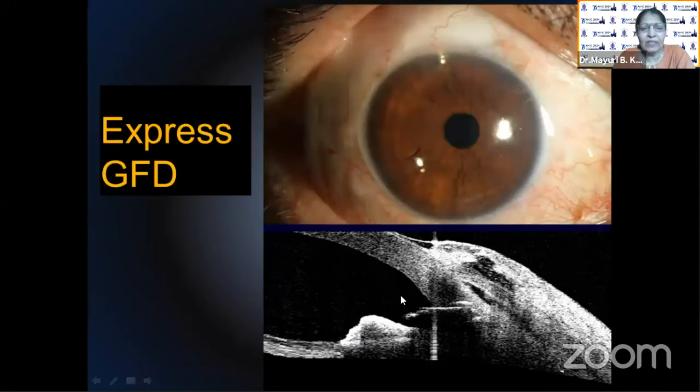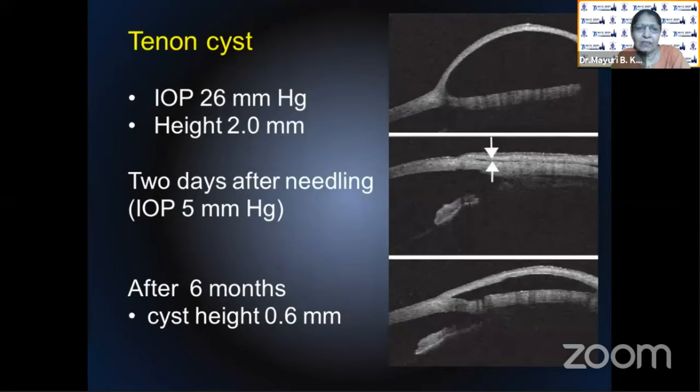So these blebs are thick blebs, but safer blebs. You can also see the success of the Express CFD. Here you can see how it is being placed away from the iris. And the Tenon cyst, you can see nicely, even on the slit lamp.